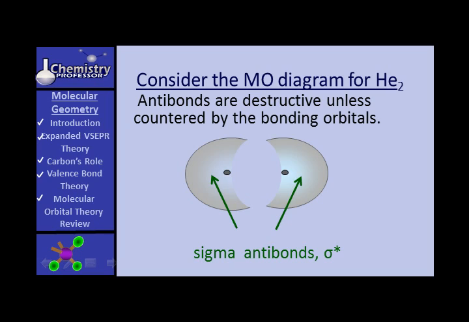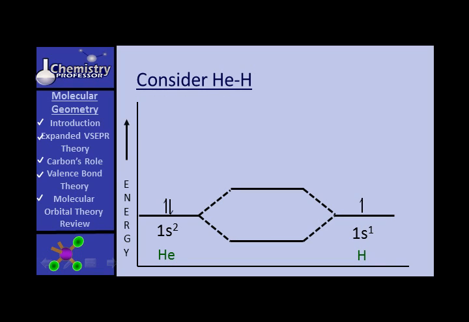Antibonds are destructive unless they are countered by bonding orbitals. And if they are exactly countered by bonding orbitals, then no energy consideration has been given that will allow molecules to form. Let's consider the case for the helium-hydrogen structure, the helium-hydrogen molecule.